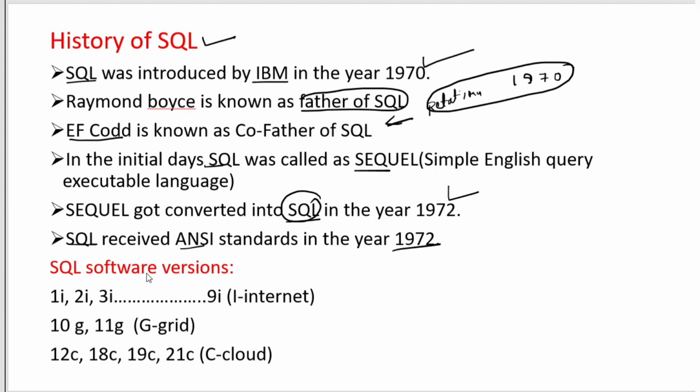Then the SQL software versions, which are the versions we currently have in the market. 1i, 2i, 3i, up to 9i are versions of SQL. I stands for internet. Similarly, we have 10g, 11g. G stands for grid. Similarly, we have 12c, 18c, 19c, 21c, etc. C stands for cloud.